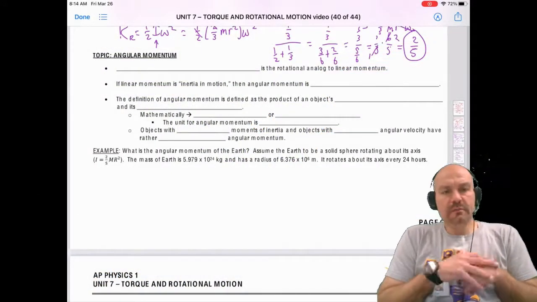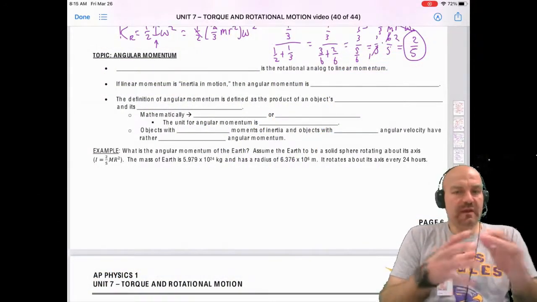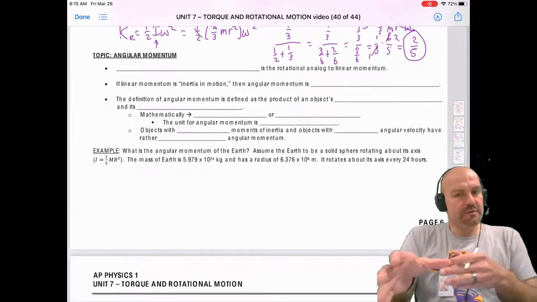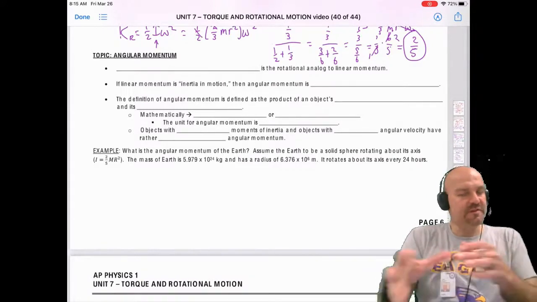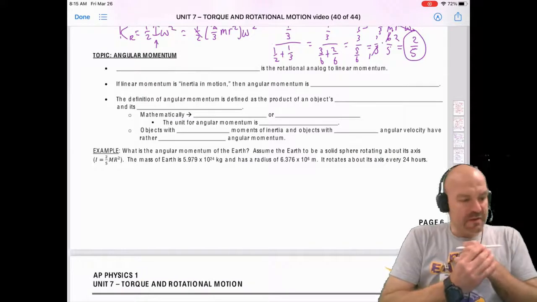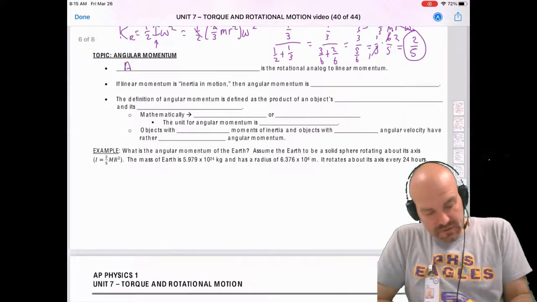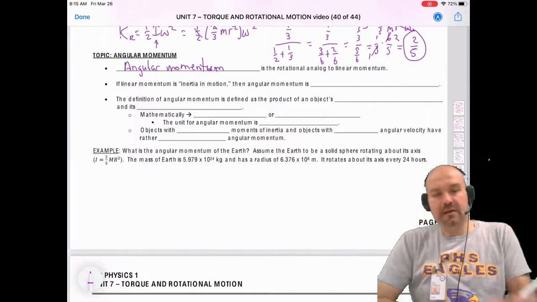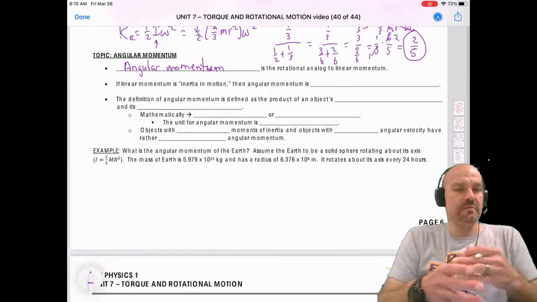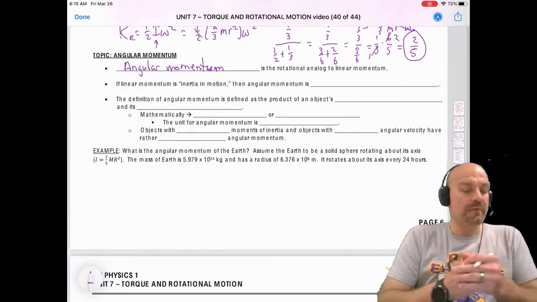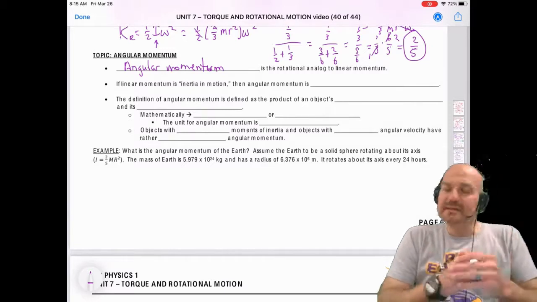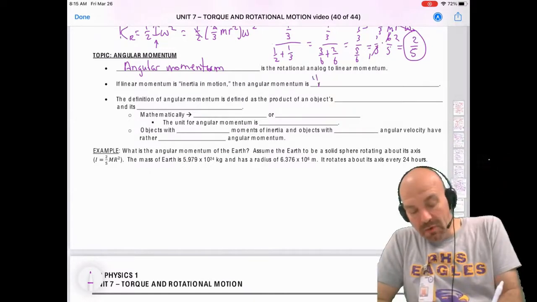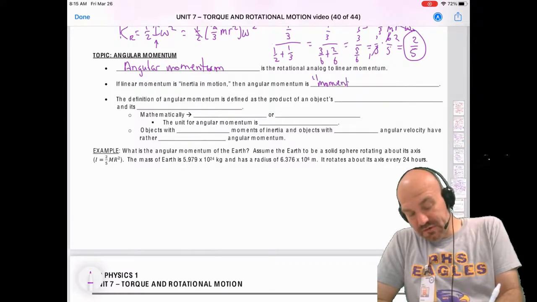Okay, so in this video, we're going to look at angular momentum, still making that connection from linear to rotational by just simply using this radius piece. Any object, again, that is moving, whether it be linear or rotating, has a momentum, right? Remember, momentum is inertia in motion. And so that would make angular momentum moment of inertia in motion.